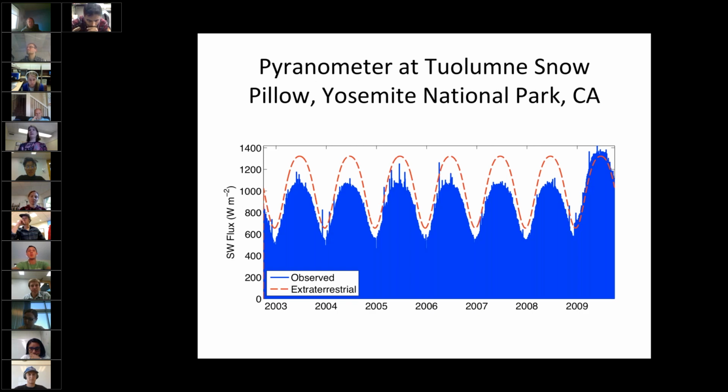This is a pyranometer at the Tuolumne Snow Pillow in Yosemite National Park, California. The blue lines are the observed incoming shortwave radiation flux in watts per meter squared. The red line is the potential extraterrestrial radiation. This is what's at the top of the atmosphere before it gets attenuated by anything in the atmosphere at all. This is just by time of year and latitude-wise what we could possibly get if there was no attenuation by the atmosphere. So what's wrong with this picture?